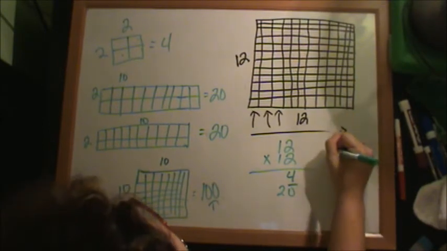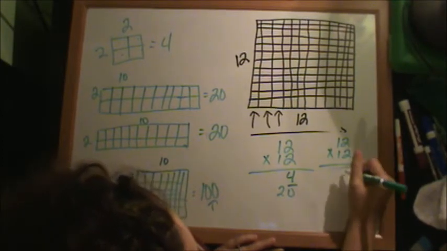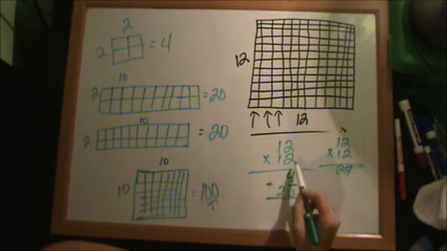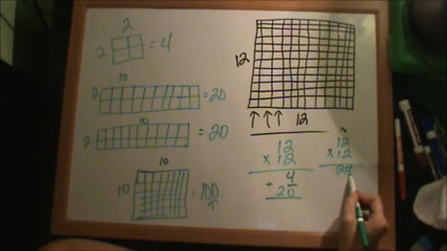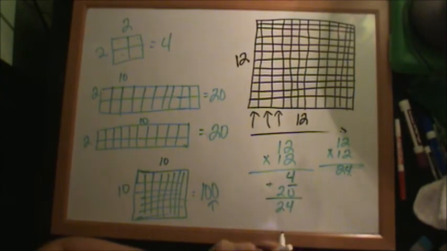This is why this works. Because essentially you're actually adding these together. You're just skipping the step in the standard algorithm. So you're saying this is 24, and you're just skipping this entire step.